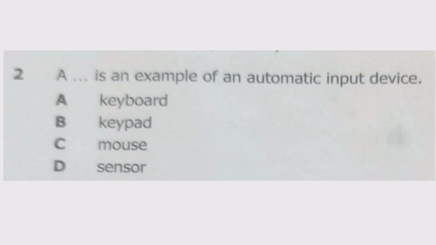Question 2 is as follows. A dash is an example of an automatic input device. A, keyboard; B, keypad; C, mouse; D, sensor. The correct answer here is D, sensor. Sensor is an example of an automatic input device. That's the correct answer, D.